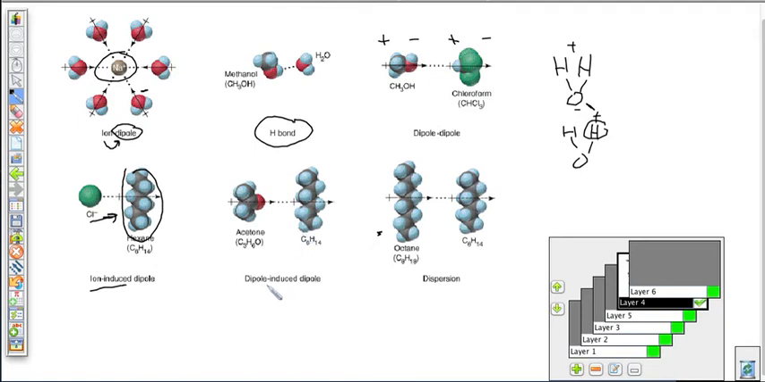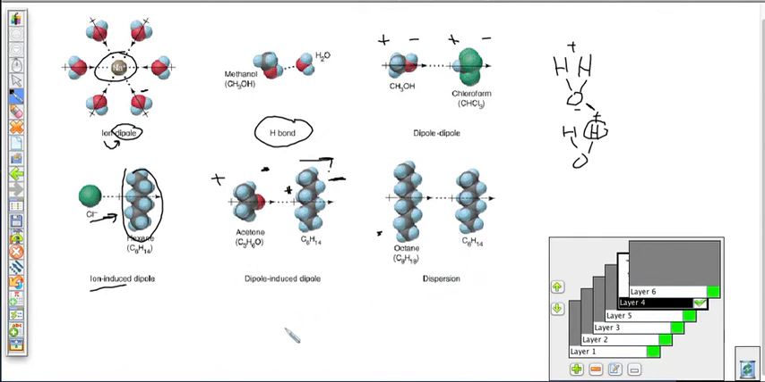We also have dipole-induced dipole. You can have a really strong dipole molecule that has a real strong positive and negative end that comes close to a normally nonpolar molecule. Because of this negative right here, it repels the negatives on this one away to this side, and when it repels them, it leaves the positives on this side. So then this can dissolve in this. Acetone is a very strong dipole, and so it will do this to other molecules like this. And then last of all, we have dispersion forces.